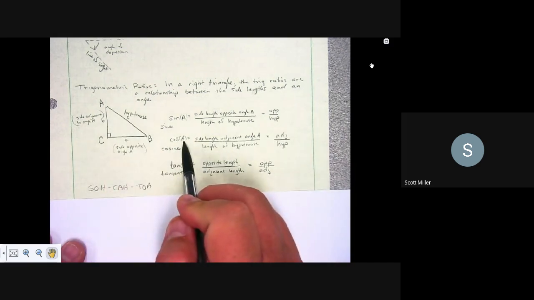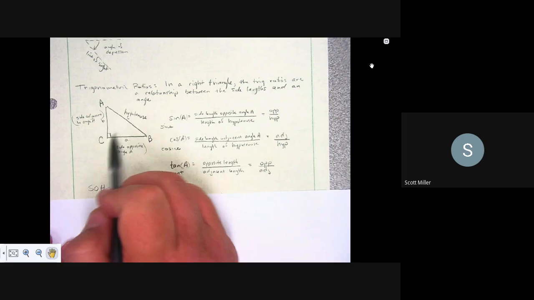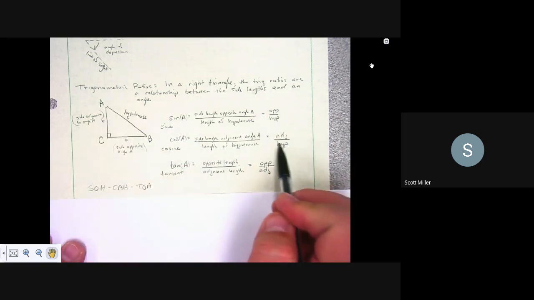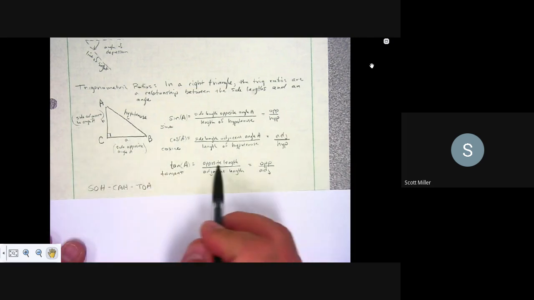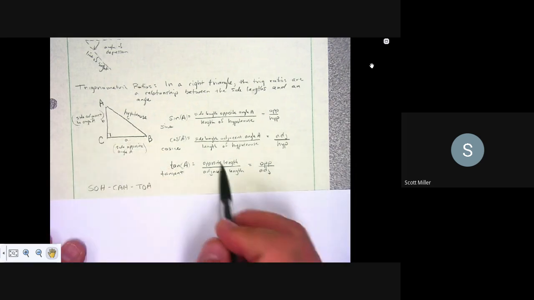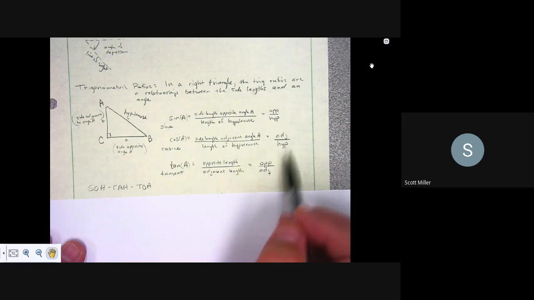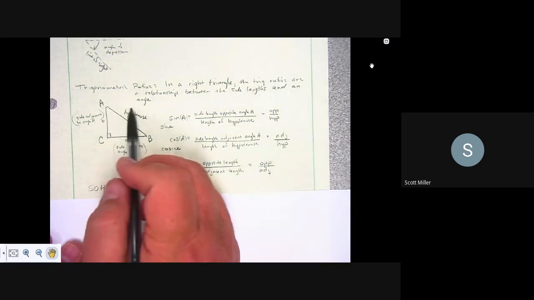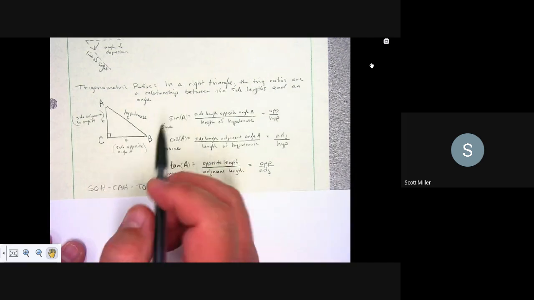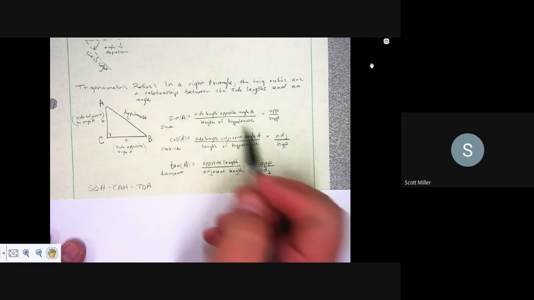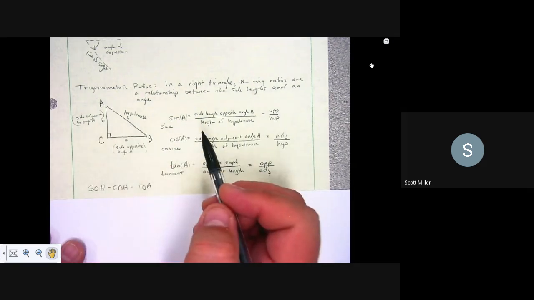The cosine of angle A is the length of the side adjacent to angle A. Adjacent means next to. Divided by the length of the hypotenuse. Adjacent over hypotenuse. And the tangent of angle A is the opposite length divided by the adjacent length. Opposite over adjacent. With these three ratios, as long as you have two side lengths of a triangle, you can find the third, okay, in an angle. So you need to have two sides and an angle, and you can find all that kind of stuff, okay?